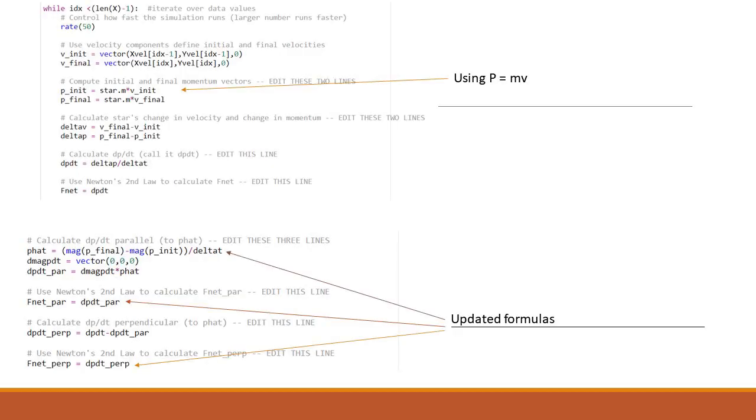Here is the coding that I have used. Updating the code that was given to us, I used Newton's second law, p equals mv, updated the v initial and v final, calculated p initial and p final, and used the dp/dt formula to determine Fnet. Below, we're finding the specific components, Fnet perpendicular, Fnet parallel, and dp/dt perpendicular.